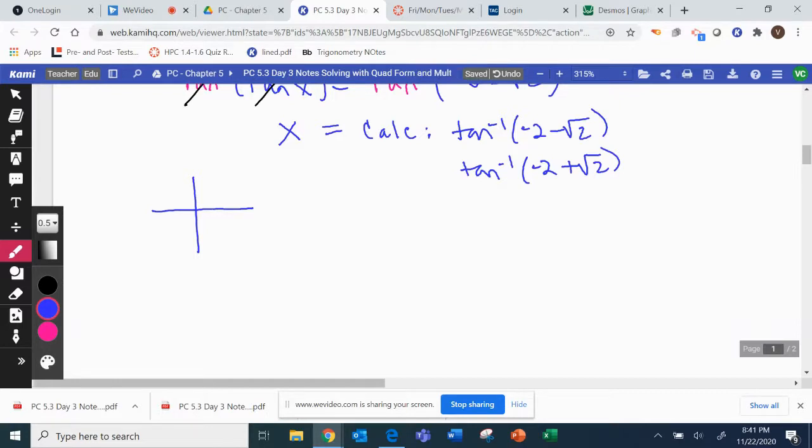My calculator is in radian mode. So I'm going to type in inverse tangent of negative 2 minus square root 2. And I get, let me move where I wrote radian mode.